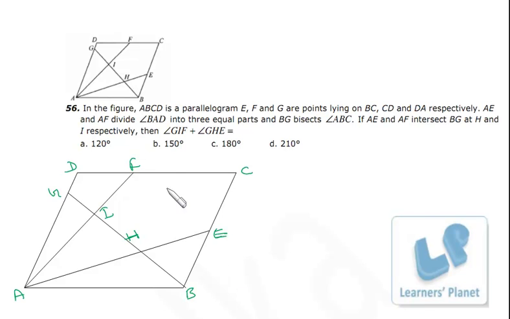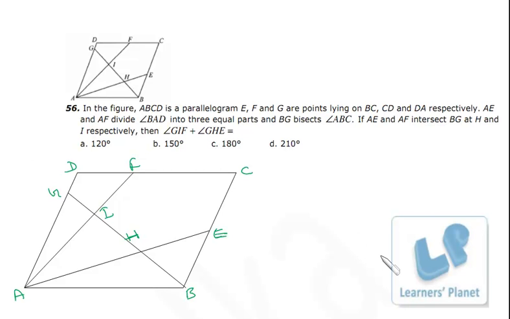Now this problem: in the figure ABCD is a parallelogram. E, F, G are points lying on BC, CD and DA respectively. AE and AF divide angle BAD into 3 equal parts, and BG bisects angle ABC. If AE and AF intersect BG at H and I respectively, then find angle GIF. Precisely, the diagram is already given, so you don't have to read the entire story and get confused.